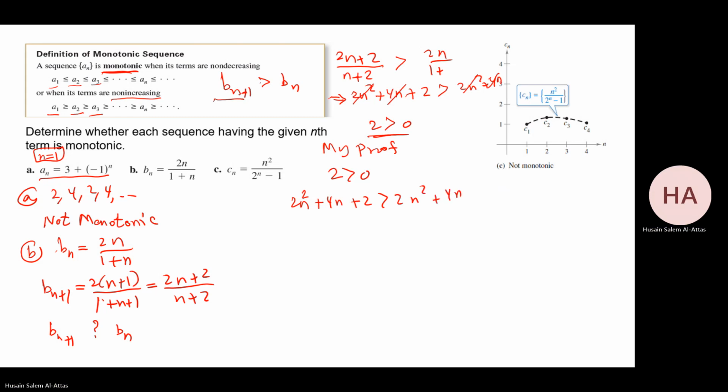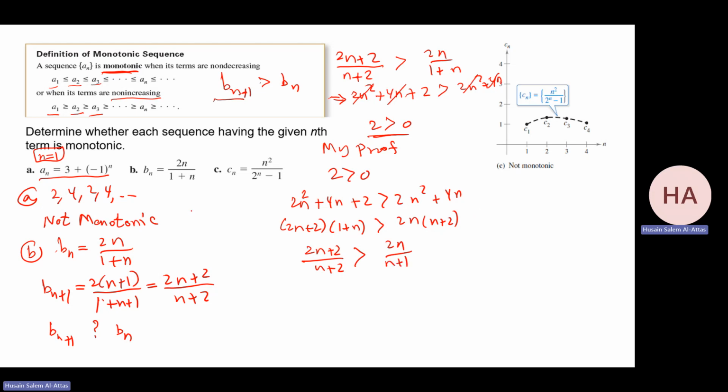Then this is 1 plus n. So I know this is (2n plus 2) times (1 plus n), and this is 2n times (n plus 2). Then I divide by n plus 2, and I divide by n plus 1, both sides. So I have (2n plus 2) over (n plus 2) greater than 2n over (n plus 1).